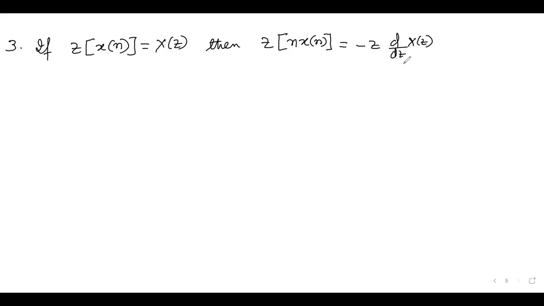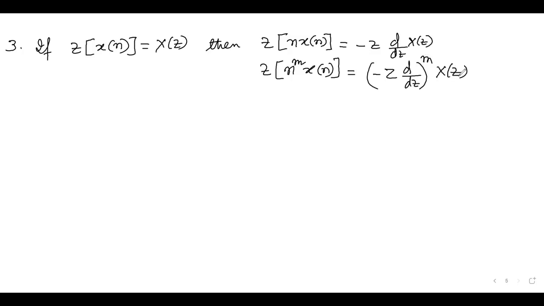You can also write it as the z transform of n to the power m x[n], which is equal to minus z d/dz, whole to the power m, applied to X(z).